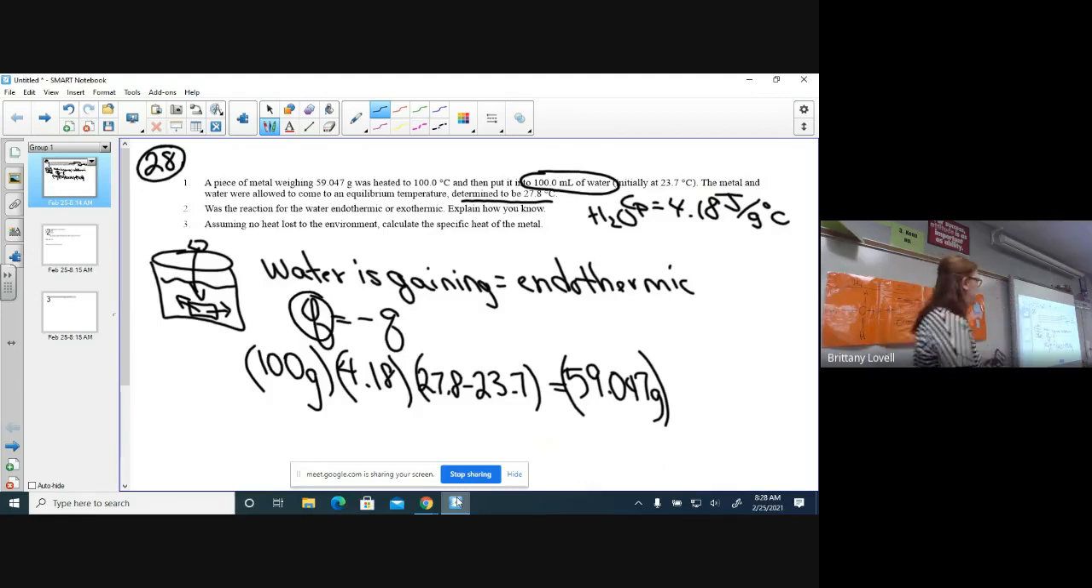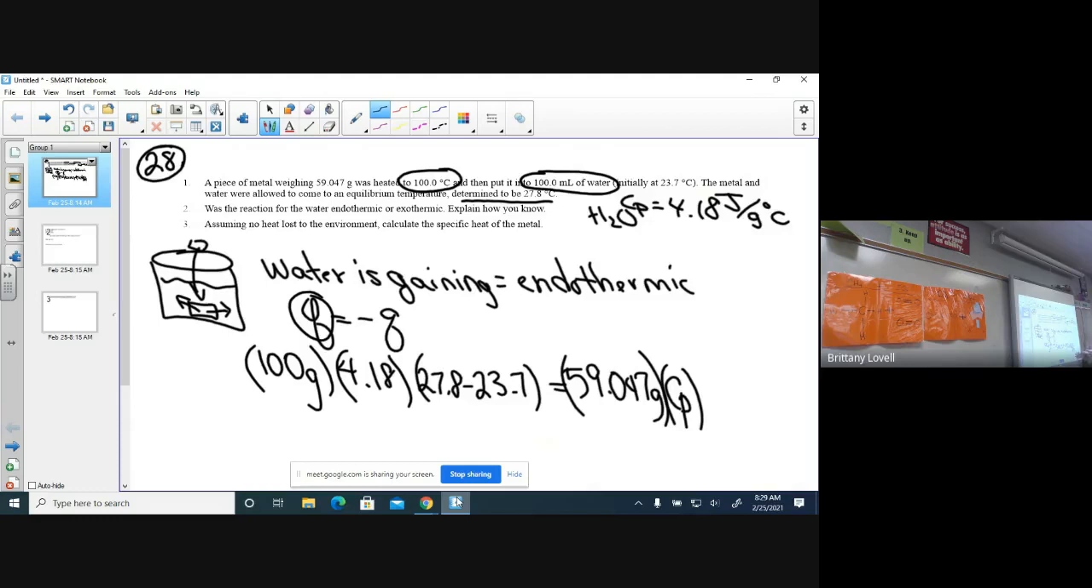Specific heat of the metal. Good. And that's what we're trying to find out. We don't know that. And we do know, though, the change in the temperature, right? The metal, they tell us here, was initially heated to 100 degrees Celsius. So they got it up to 100 degrees Celsius, and then they dropped it into water to let it cool to a final temperature of 27.8. That's the final temperature of the system right there.